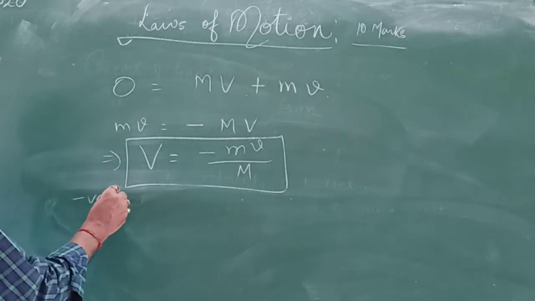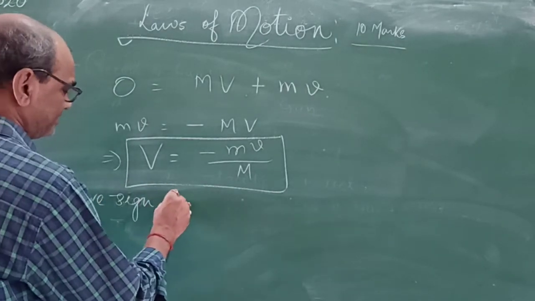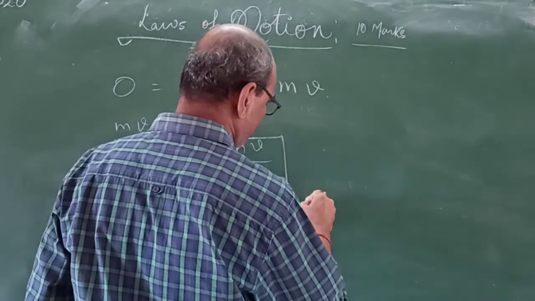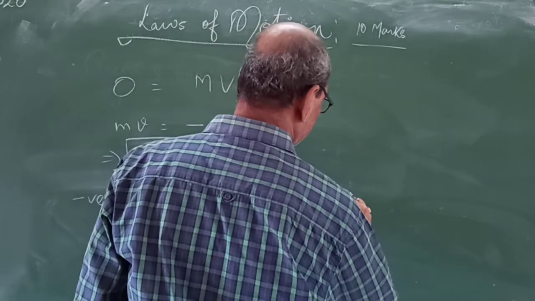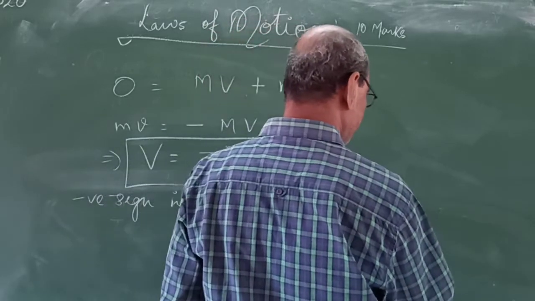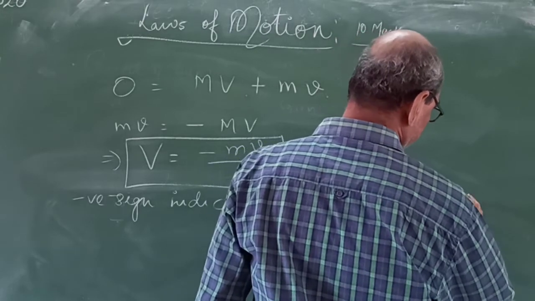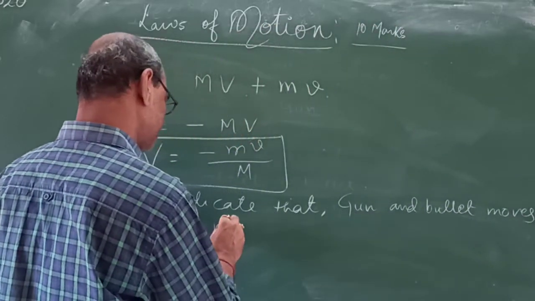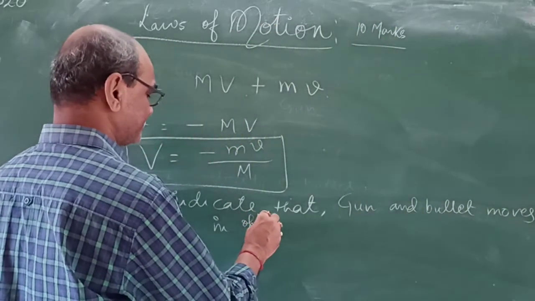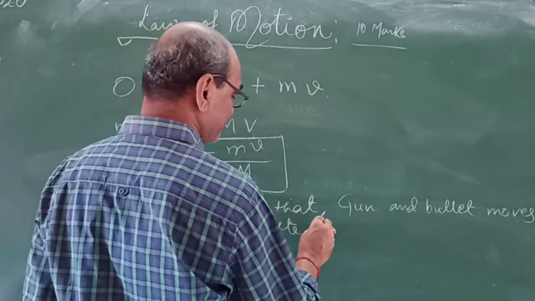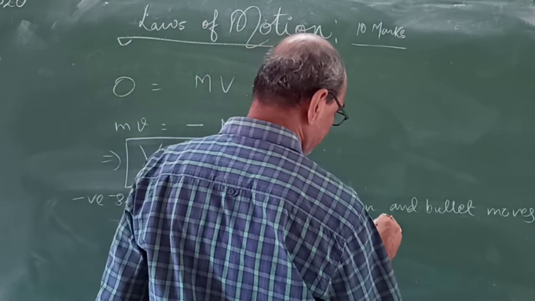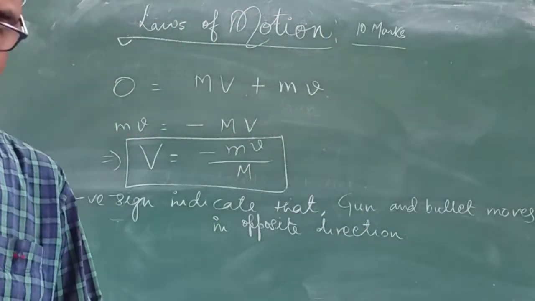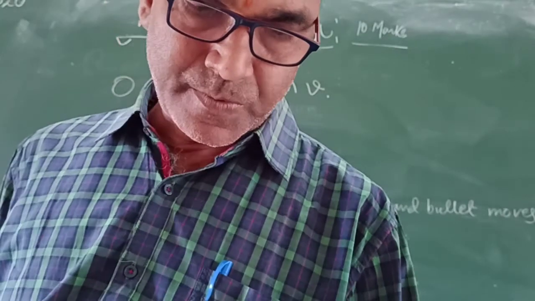The negative sign indicates that the gun and bullet move in opposite directions, or the gun recoils. Is it clear?